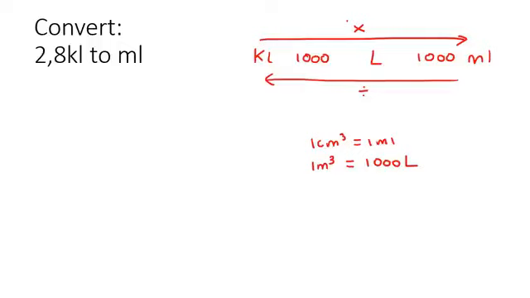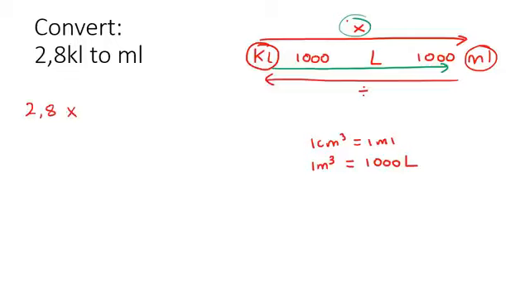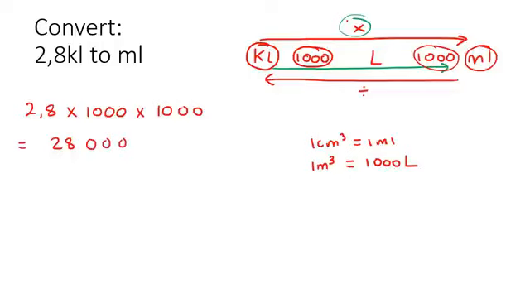Here's our next example. So now we're going from kiloliters, which is over there, all the way to milliliters. So we are going to the right, and so we're going to multiply. We're going to say 2,8 multiply. First we go from kiloliters to liters, that's 1,000. And then we multiply over here by another 1,000. If you had to work this out, it would give you 2,8, and then 1, 2, 3, 4, 5. And then you're going to say milliliters.